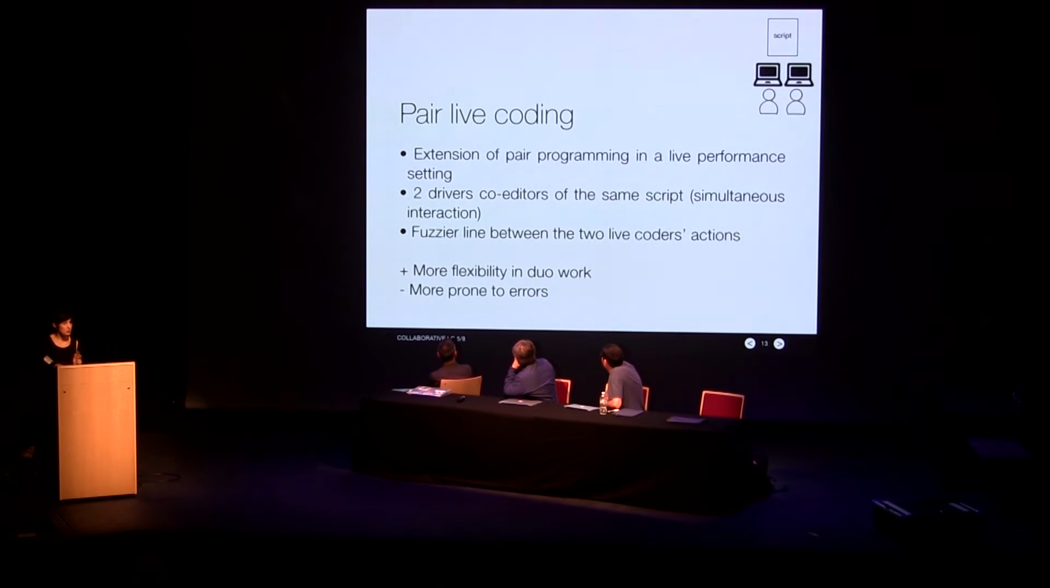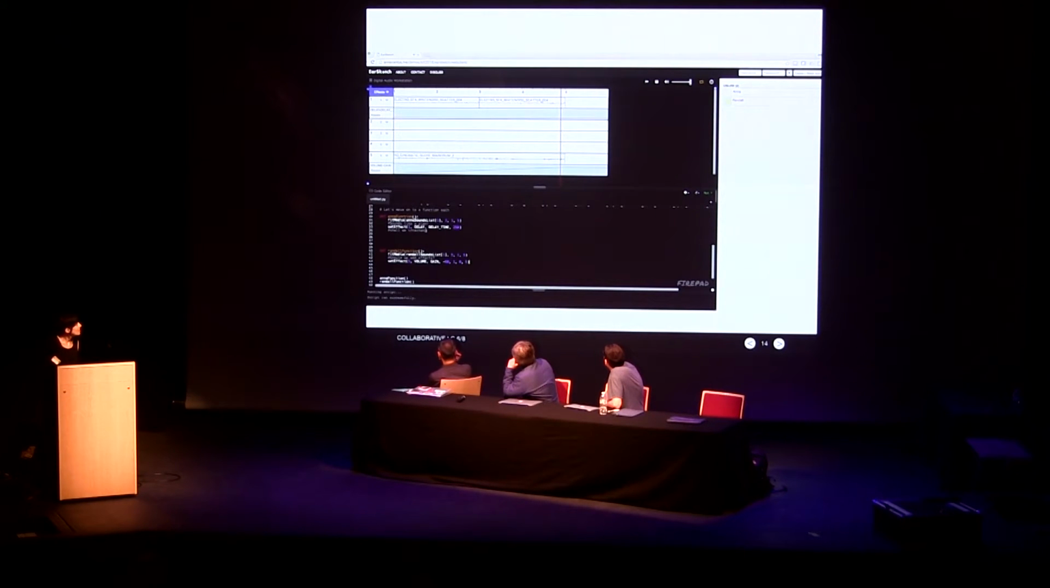Now, there is a fuzzier line between knowing who is doing what. So we can see a more flexible approach to collaboration, but it can also be more prone to errors. We'll see this speculation in this proof of concept. So this is Randall and Anna. Here we said, okay, each one will define a function, and then we communicate by comments.